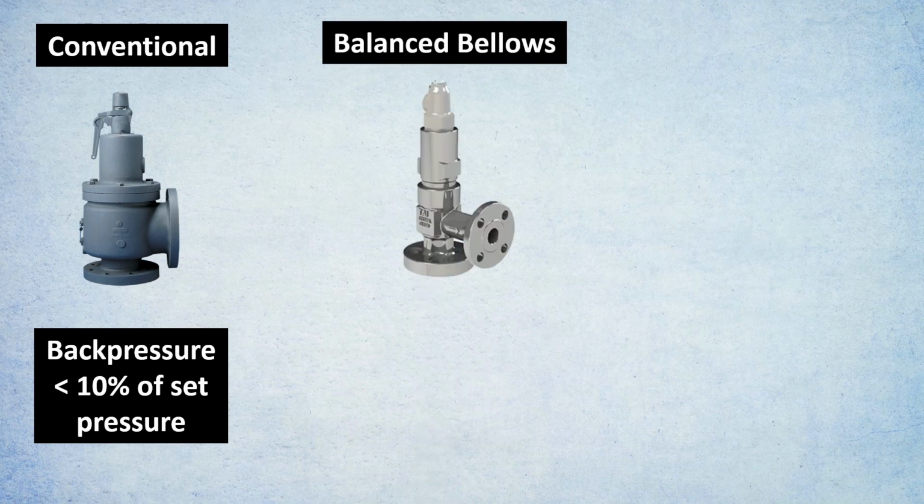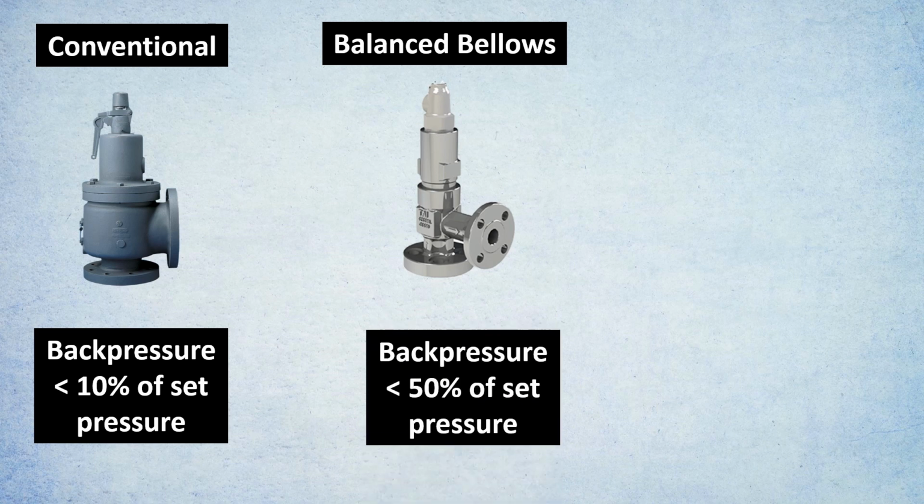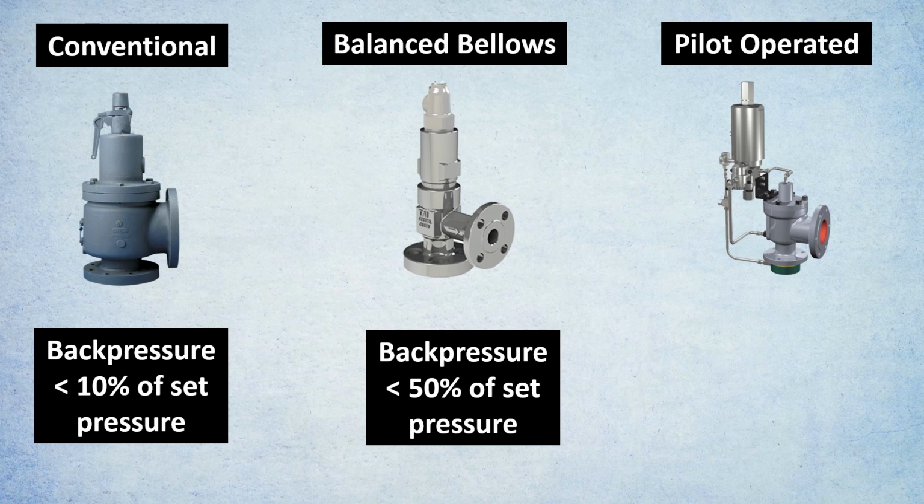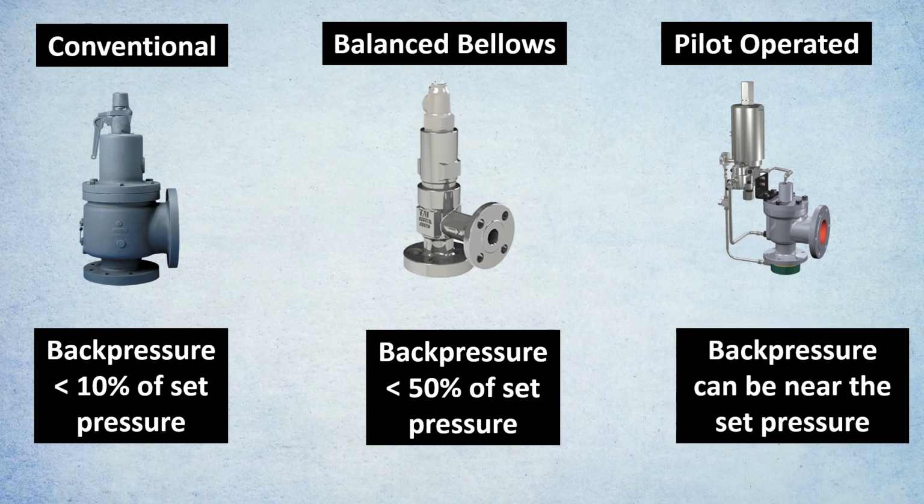For a balanced bellows relief valve, the back pressure must be less than 50% of the set pressure. And for a pilot operated relief valve, the back pressure could be near the set pressure as per vendor recommendation.